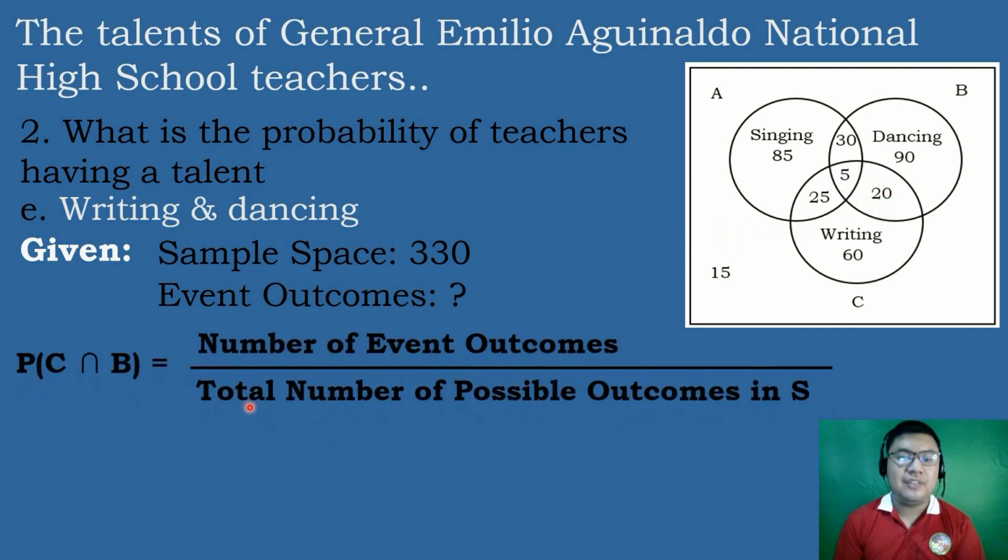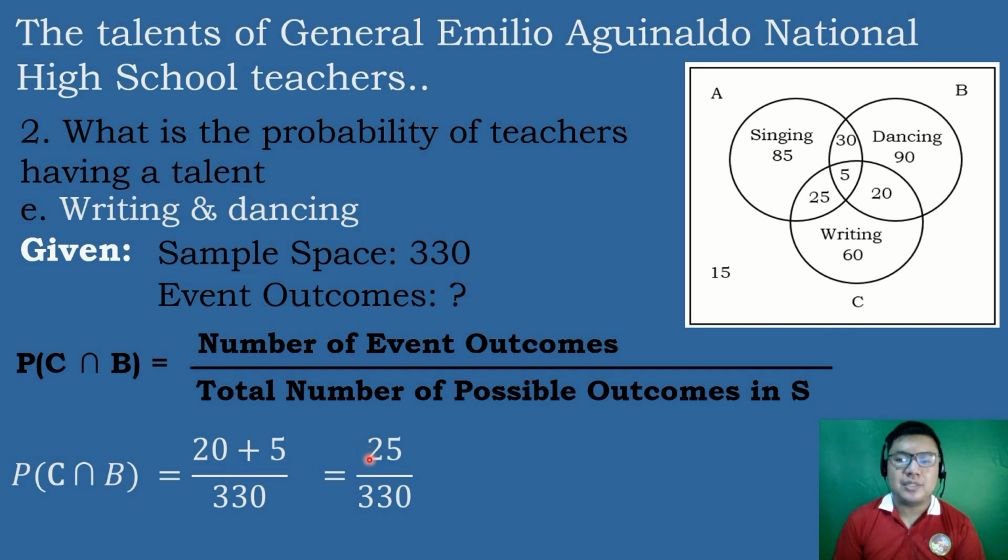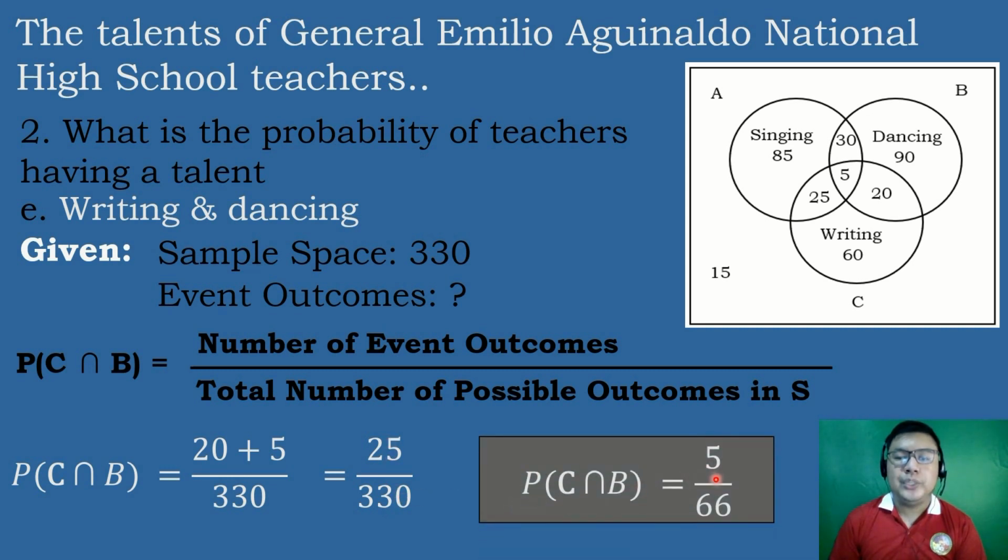And we will be using the formula of simple probability, number of event outcomes all over the total number of possible outcomes in the sample space. And we will be substituting those values. So we have 20 plus 5 all over the sample space, which is equal to 330. And we will simplify. 20 plus 5 is 25, all over 330. We will get the lowest term, which is equal to 5 over 66. Therefore, the probability of teachers having a talent in writing and dancing is equal to 5 over 66.